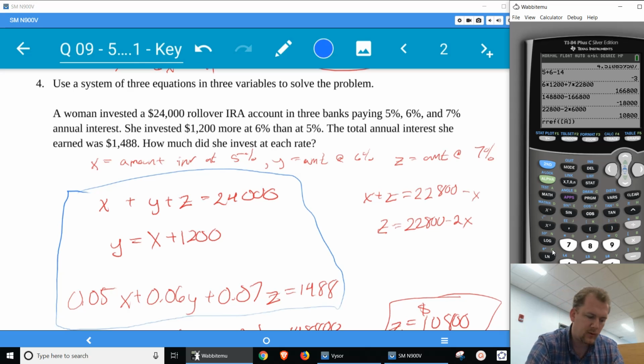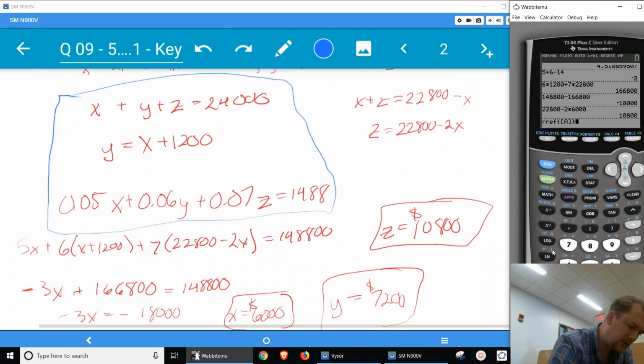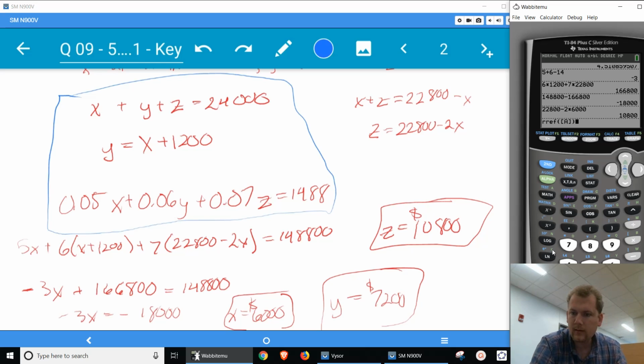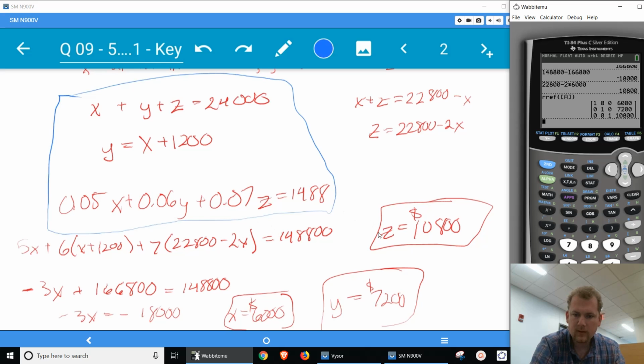And what it's going to do is, it's going to tell us these 3 numbers here. So x is 6,000, y is 7,200, and z is that. So we did it right, but this is easier.